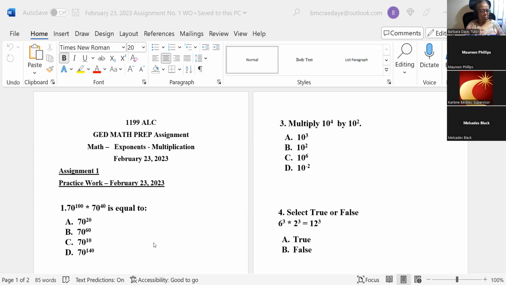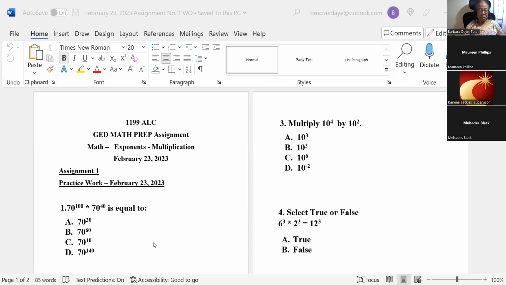My answer would be B. Why B? Because when you do multiplication, you subtract the exponent. Is that right? No, you add. Multiplication, add. I made a mistake. Division, subtract.